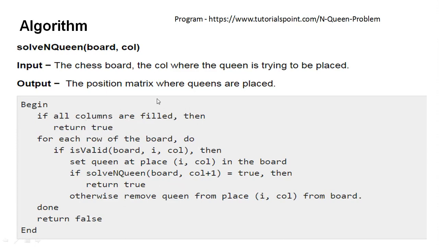If all the columns are not filled, then what we have to do, for each row of the board we have to check, right? For example, at one column you are checking for all the rows. In the rows, if it is valid, so we will check board I and column. I we are incrementing, it means rows we are incrementing, right? Then if it is a valid position, we will set a queen at that specific row and specific column in the board, right?